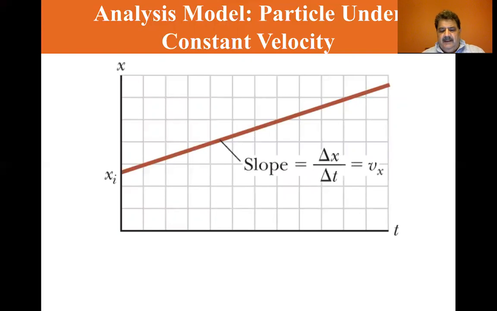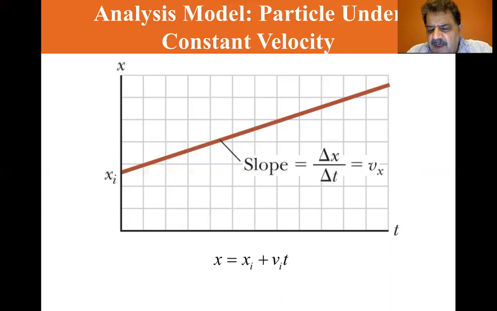Okay, this is a graphical representation of a particle under constant velocity. Notice the slope in the position versus time graph. It's constant. It equals the magnitude of the velocity. The mathematical representation of a particle under constant velocity gives you the equation x equals xi plus vit. The slope of the straight line is vx and the y-intercept equals x sub i in both representations.